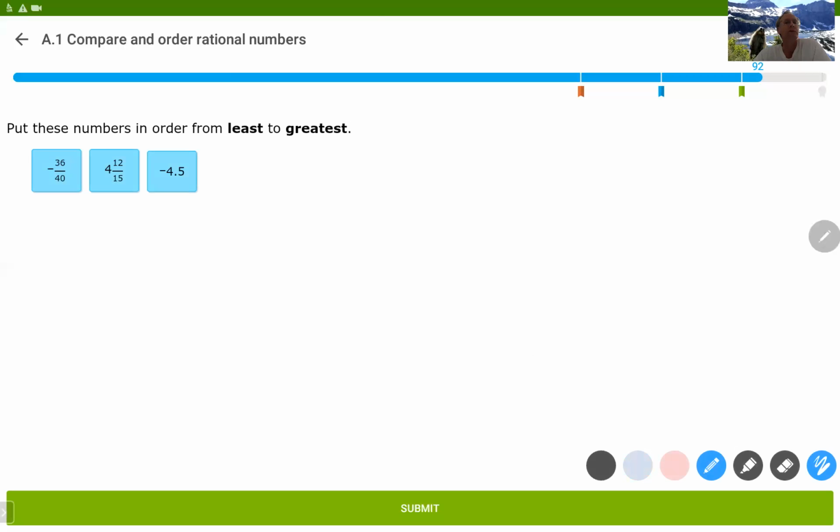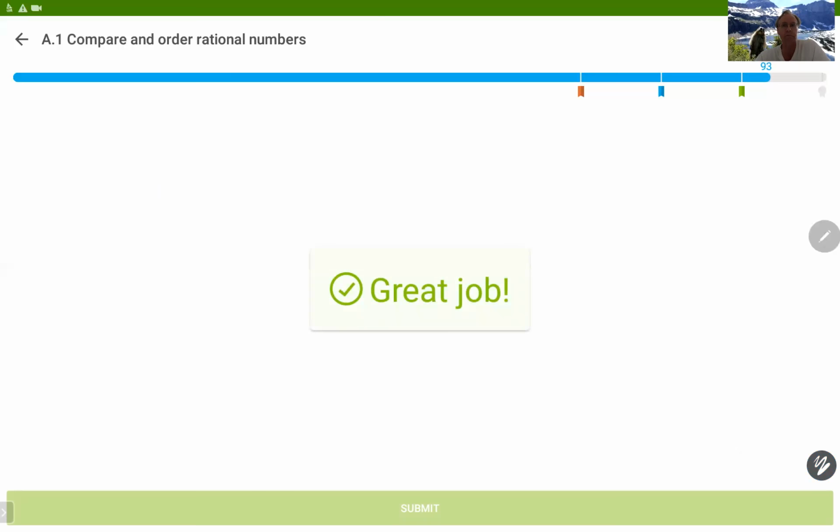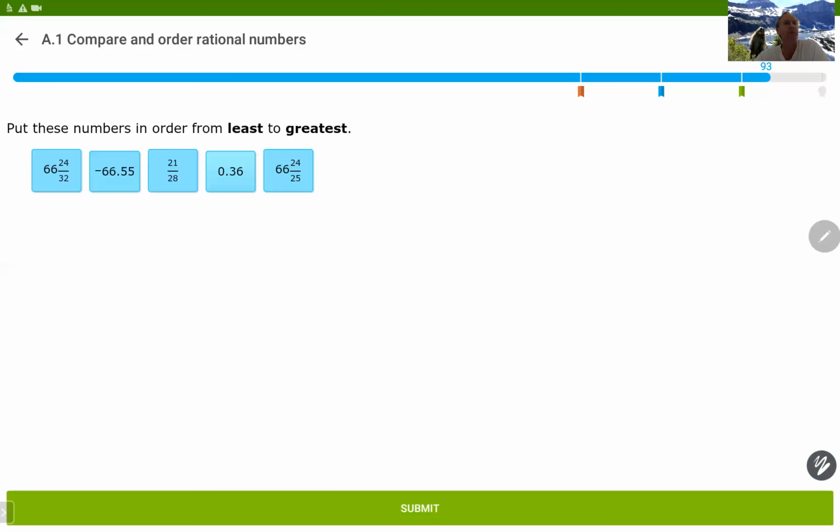Put these numbers from least to greatest. All right, so let me turn this off. We want to put our big negative first, and then our small negative, and then our big positive. Maybe one more. Let's see. We want least to greatest, so we're going to start with our big negative. We want these guys at the end.